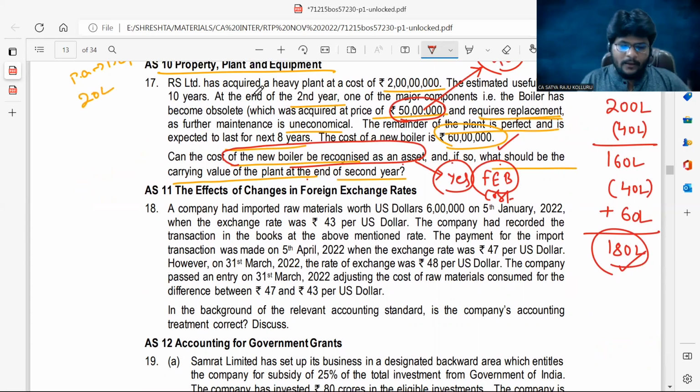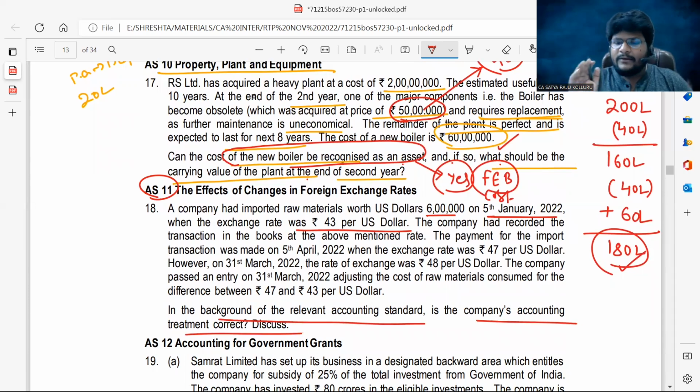Fine. A company had imported raw materials worth $6 lakhs on 5th January 2022, when the exchange rate was 43 per US dollar. Now the question is all about AS11. Let me first directly go with the question, then I'll read the further information. In the background of the relevant accounting standard, is the company's accounting treatment correct? Discuss. They're just asking whether the accounting treatment is as per AS11 or not.